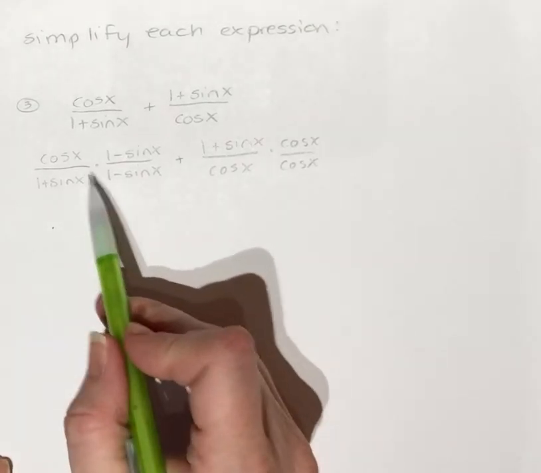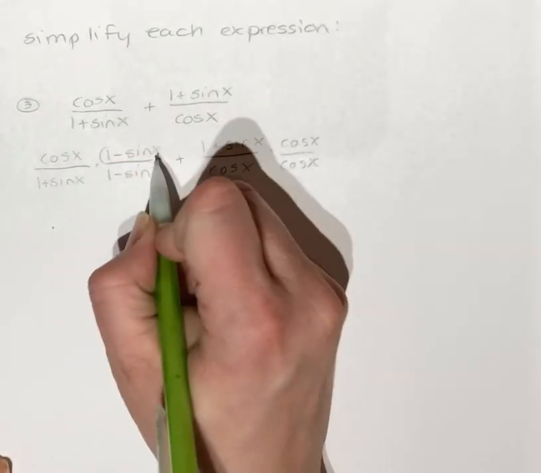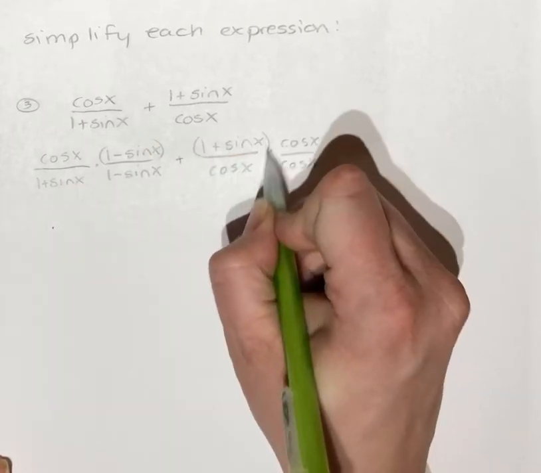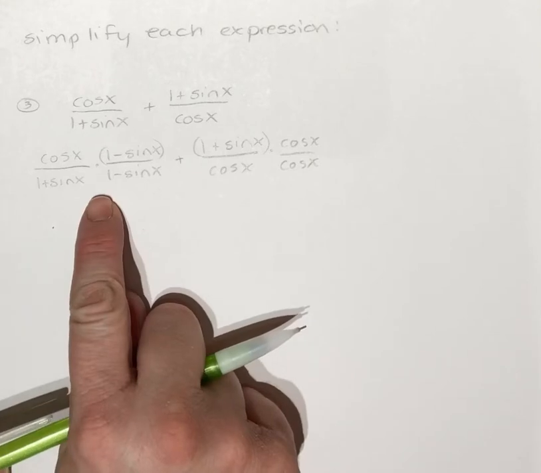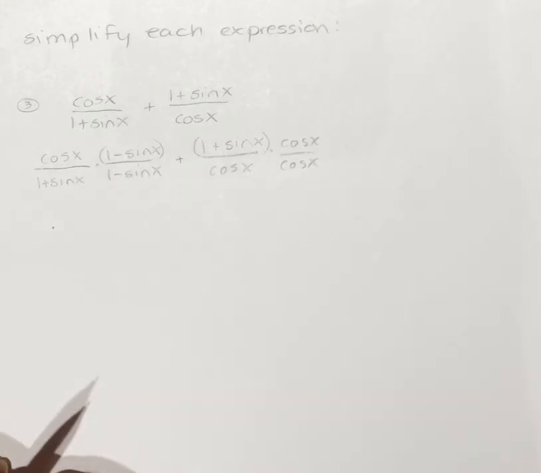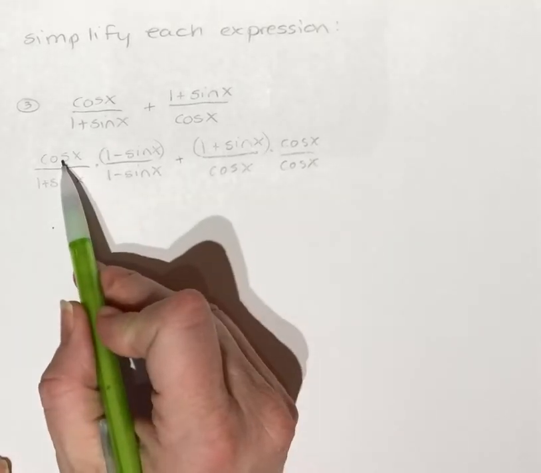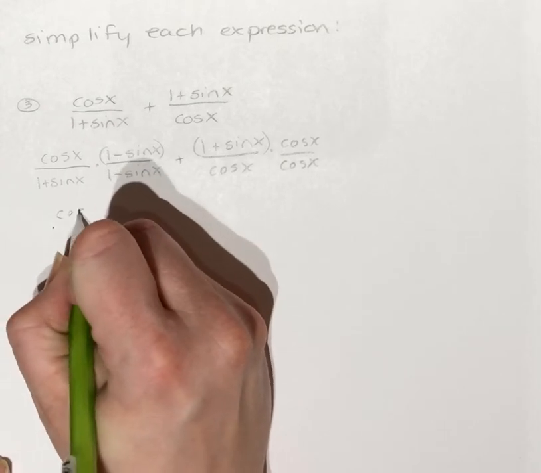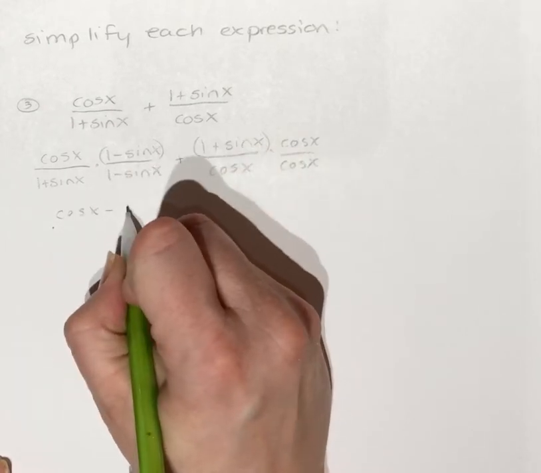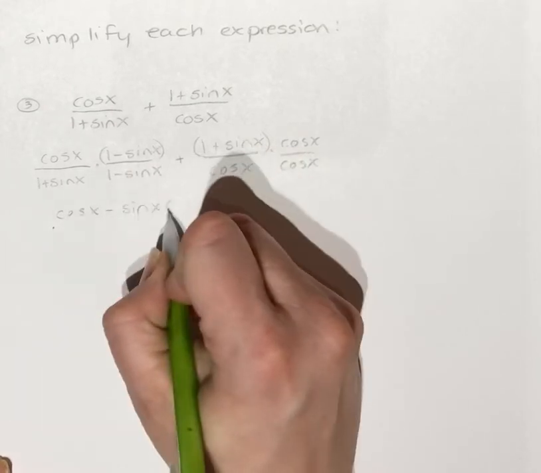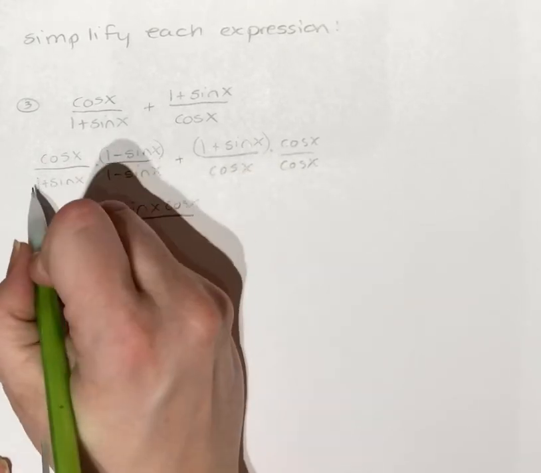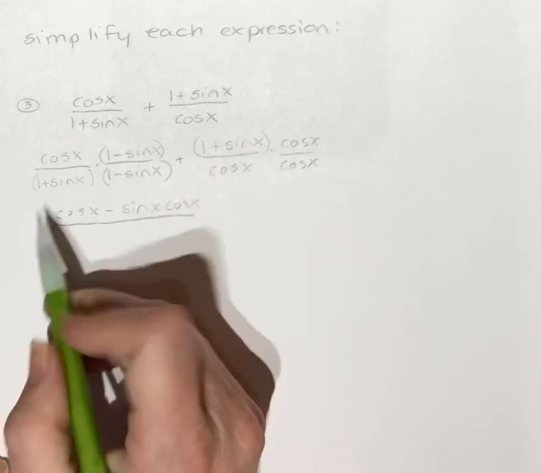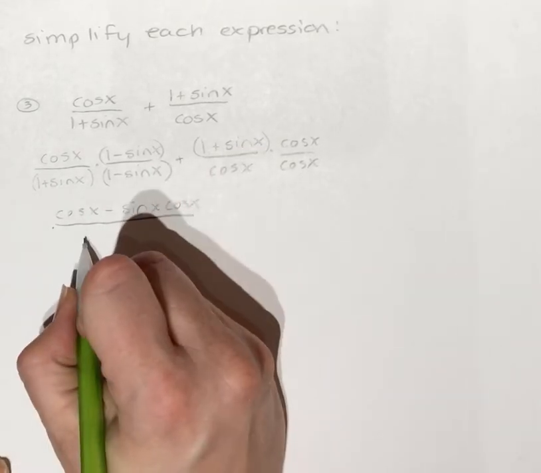So over here, I'm going to have to distribute this cosine, and I'm going to have to distribute this cosine. And I'm not going to have a common denominator right away, but you'll see what happens. Okay? So on the top of this one, I have the cosine of x minus sine of x cosine of x. And on the bottom of this one, if I FOIL those, I end up with 1 minus sine squared of x.